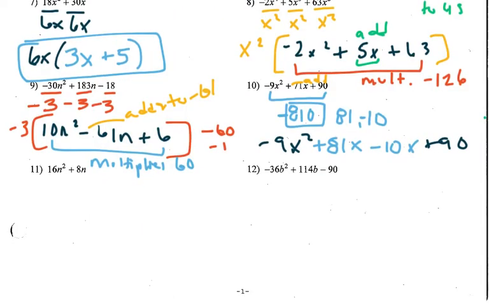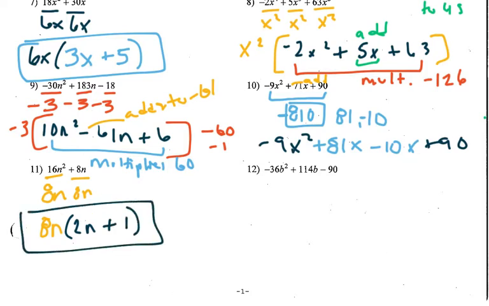Moving on to number 11, definitely a binomial, so we're just looking for a GCF to begin with. 8 and n can divide into both of those, and so 8n comes out front, and we're left with 2 from 16 divided by 8, n from n squared divided by n, and then a 1 for 8n over 8n.